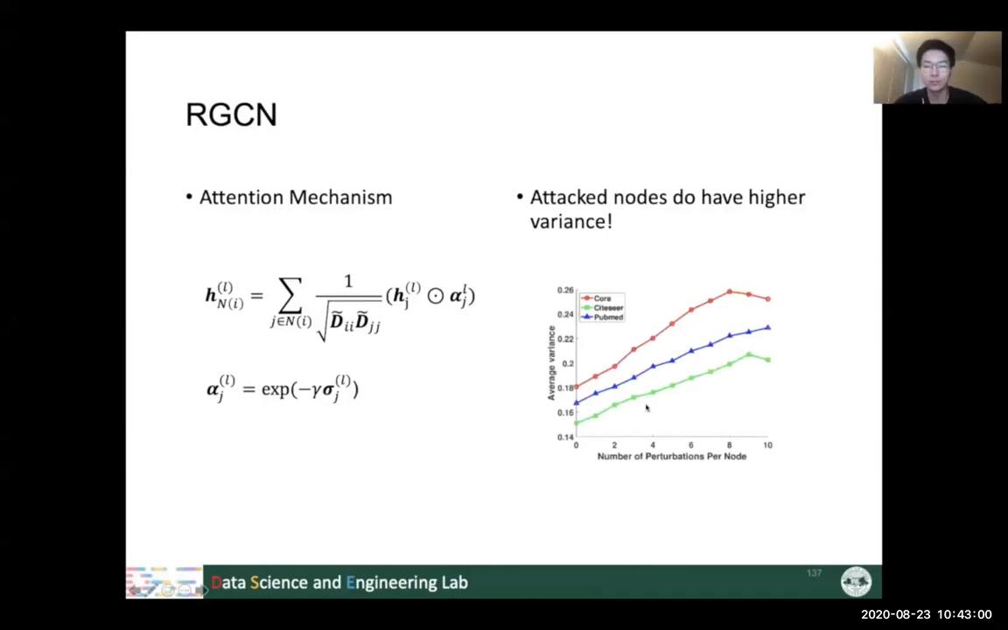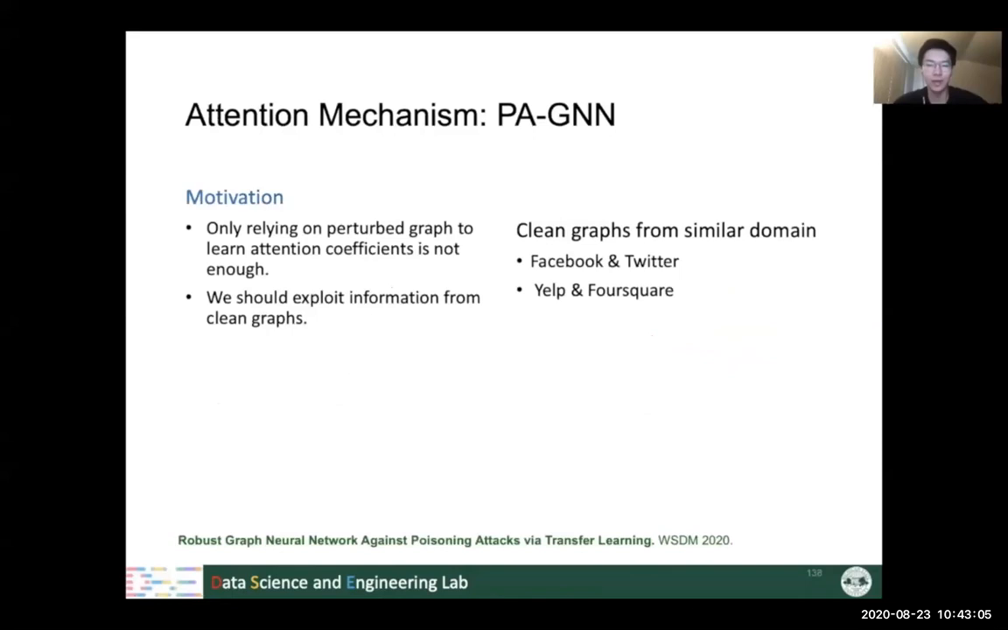Now let's take a look at another example of using attention mechanism, PAGNN. The motivation behind it is that only relying on the perturbed graph to learn attention coefficients is not enough to obtain high robustness. We should exploit information from clean graphs. And importantly, there do exist a lot of clean graphs from similar domains. For example, Facebook and Twitter are both social network data, so they are from a similar domain. The second example is Yelp and Foursquare. They are both review websites, and the data from them can also be formed as graphs from a similar domain.